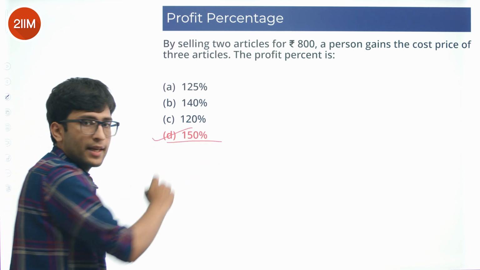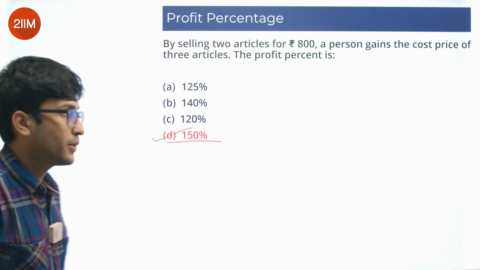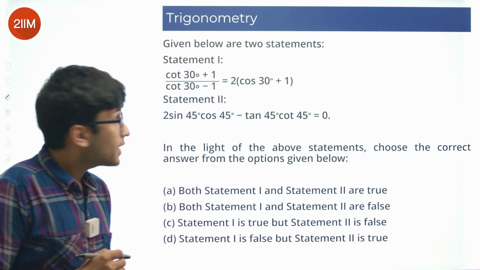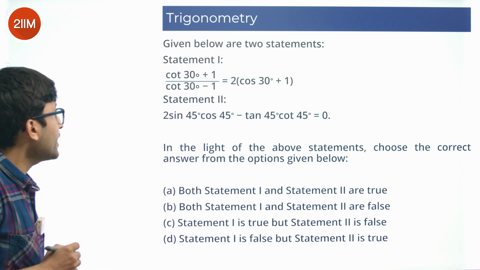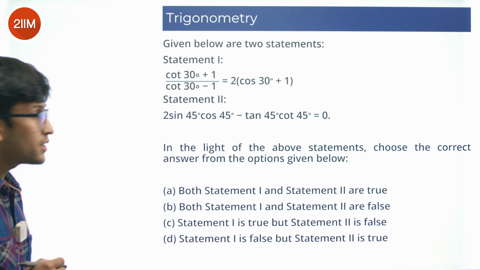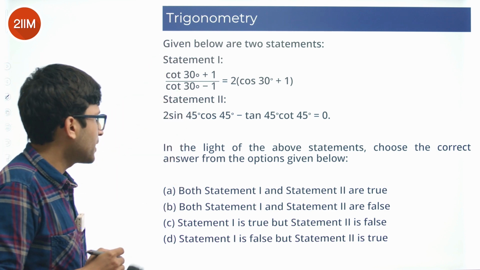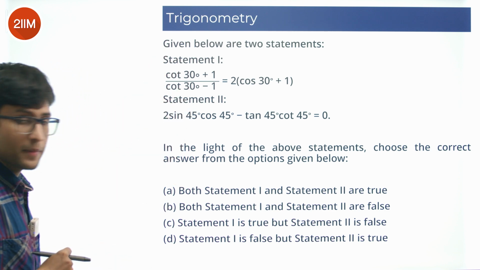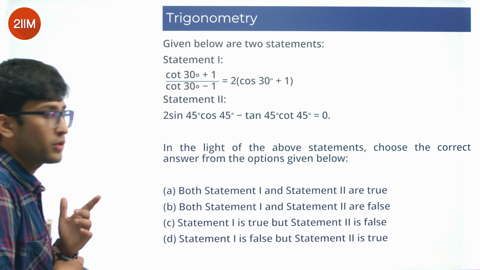Perfect, we got our answer right. 150% is my answer in this question. Let us start trigonometry, a question on trigonometry. Given below are the two statements, statement number 1 and statement number 2, and we have to check which of the statements are true, or whether both are true or both are false.